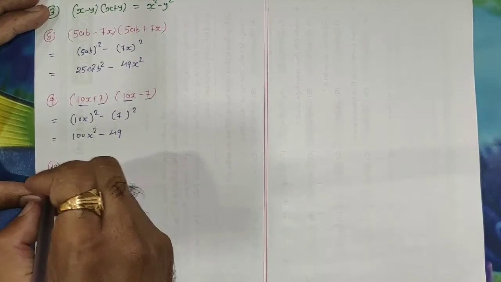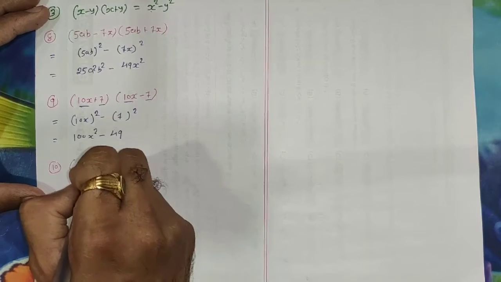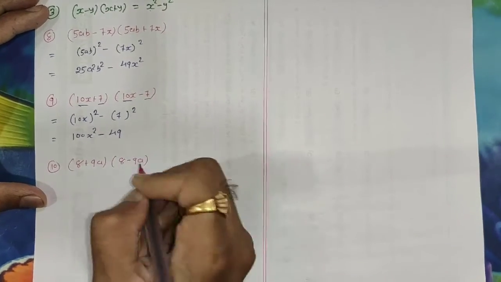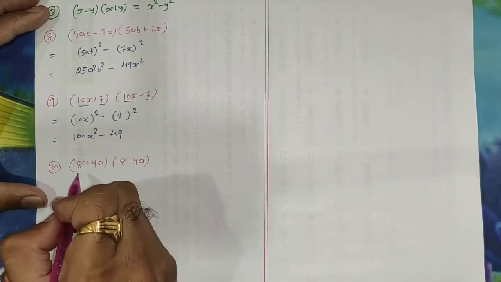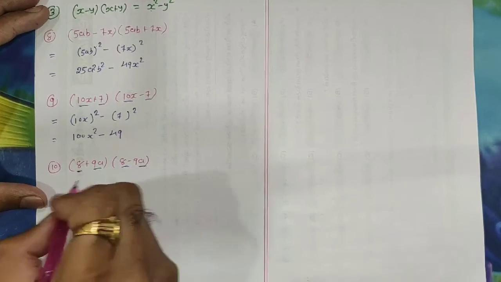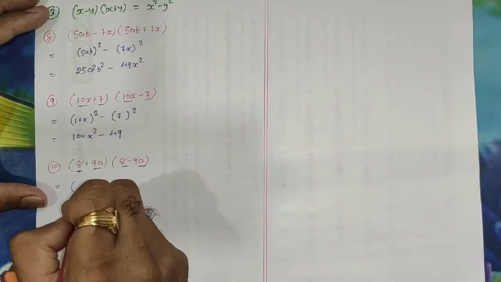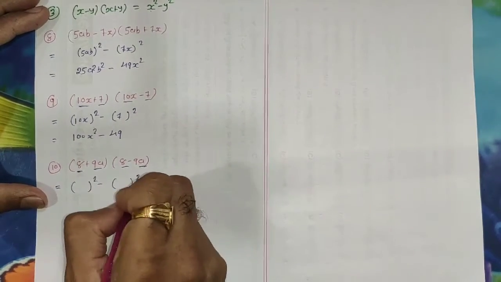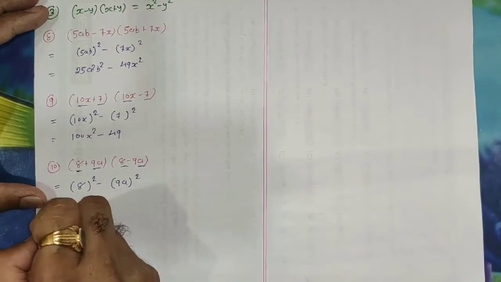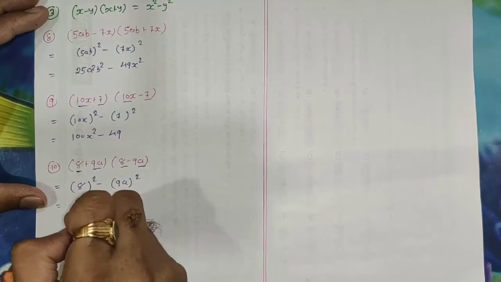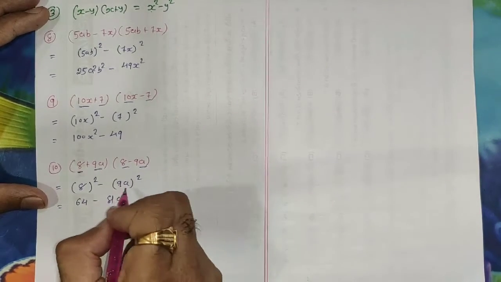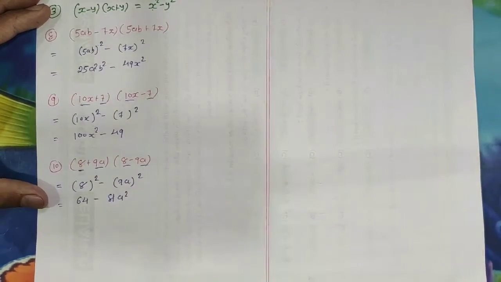Suppose sum number 10 is there, in which we are given 8 plus 9a and 8 minus 9a. So here you can say that two terms are there, 8 and 9a. One time their addition is there, another time their subtraction is there. So its expansion is first term square minus second term square. First term is 8, second term is 9a. So 8 square is 64 minus (9a) square, which is 81 a square. Clear, students?